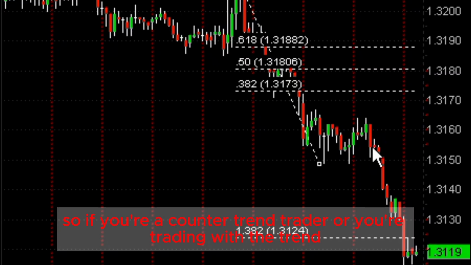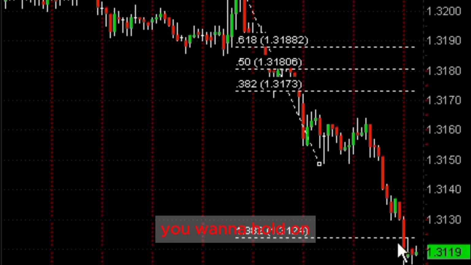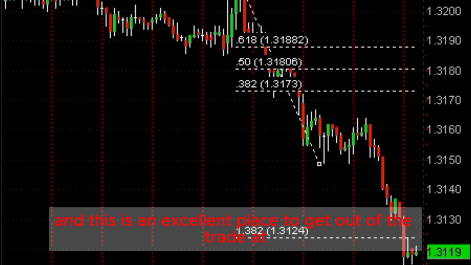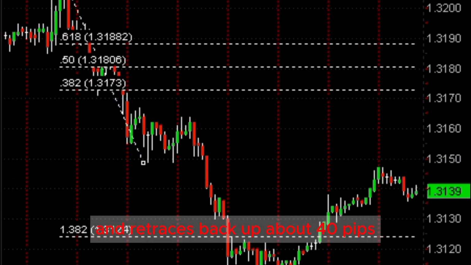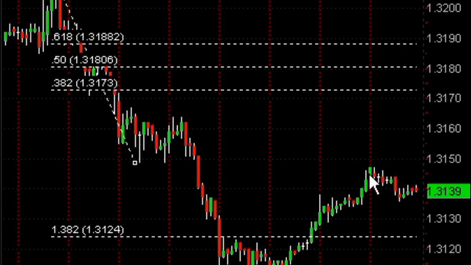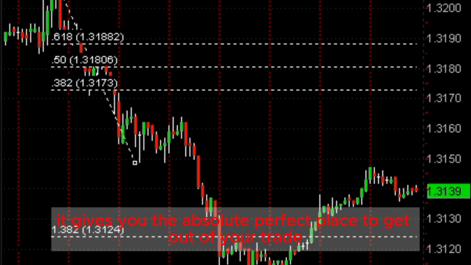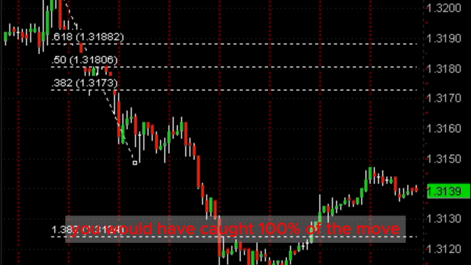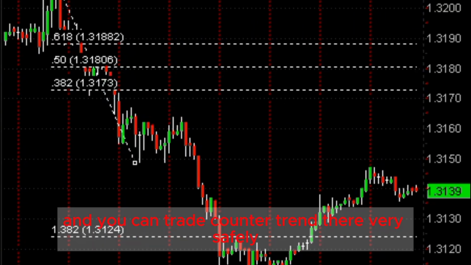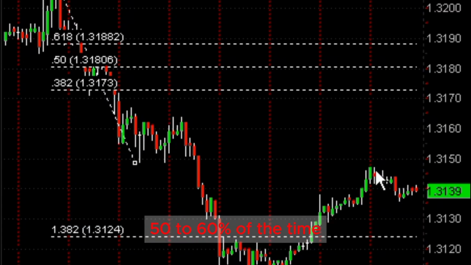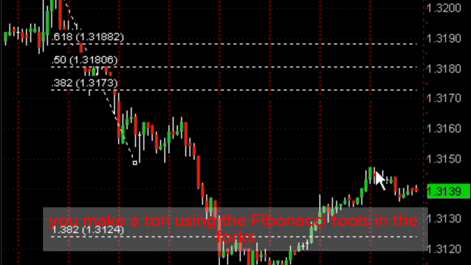So if you're a counter-trend trader or you're trading with the trend, you want to hold on, and this is an excellent place to get out of the trade at. Let's see what happens. Market just touches this area to the pip and retraces back up about 40 pips. So for those of you who are short, it gives you the absolute perfect place to get out of your trade. You would have caught 100% of the move, and you can trade counter-trend there very safely because you can risk 5 or 10 pips. And in this case, the market went up 40 pips your way. When you risk 10 pips and you make 40 pips, and you're right 50 to 60% of the time, you make a ton using the Fibonacci tools in the Forex.